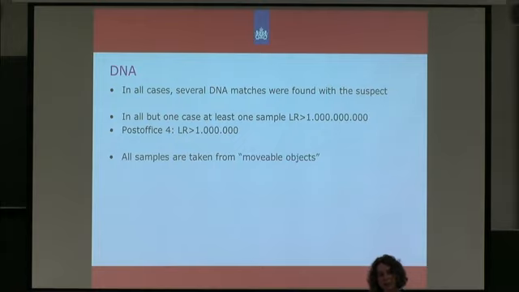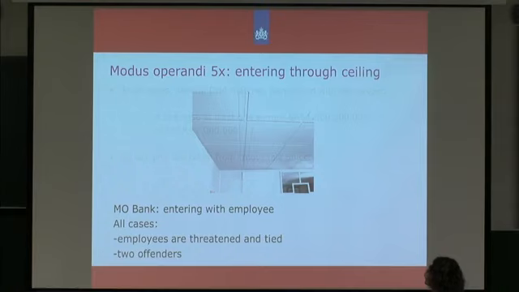But all samples were taken from what we call movable objects. You can move them. It's not like a wall or something at the bank. So as I told, the modus operandi was quite particular. They landed from the ceiling 5 times, 1 time not. There was the bank where they did a different style. They entered with the employee together. But in all cases, the employees were threatened and tied, and there were two offenders.